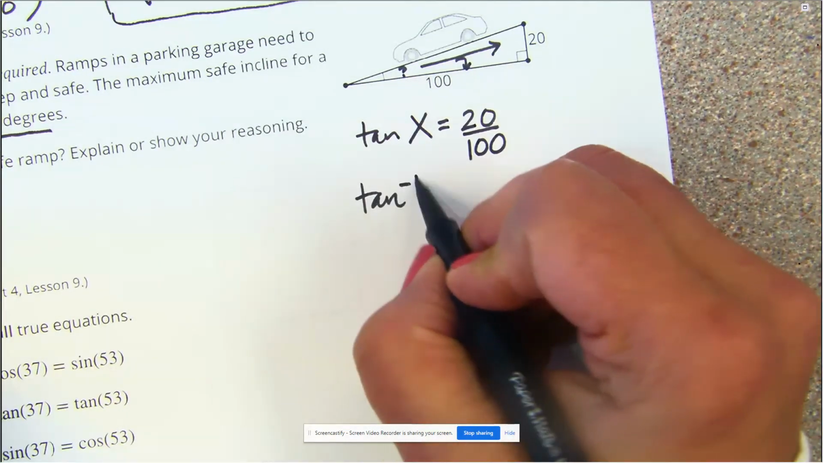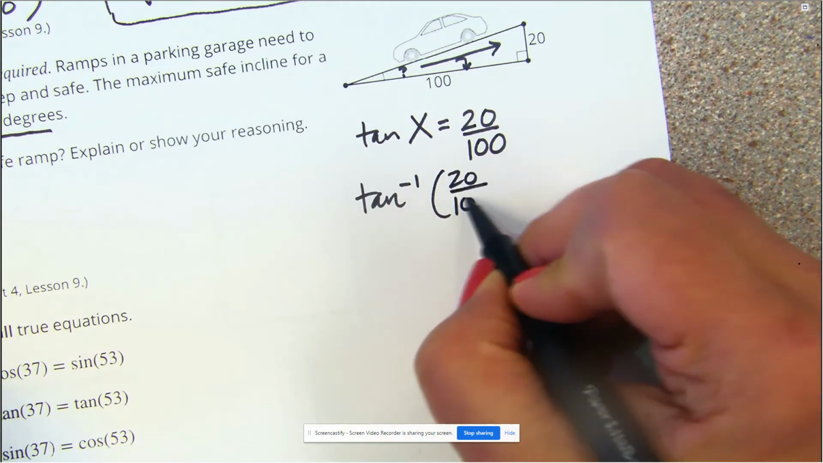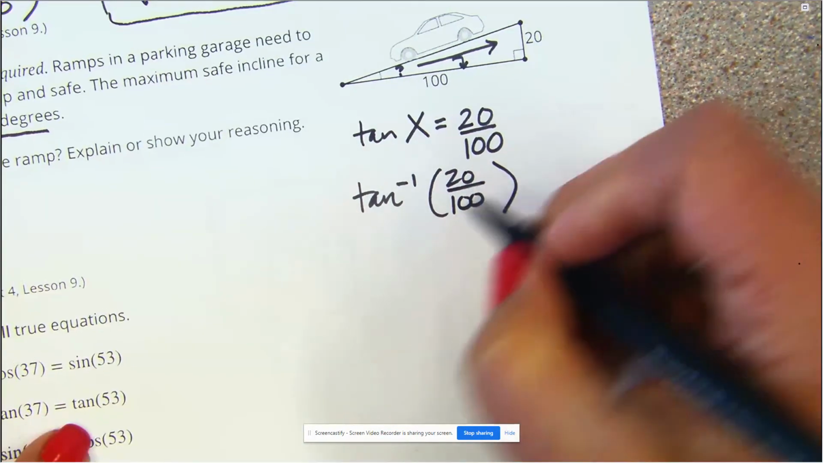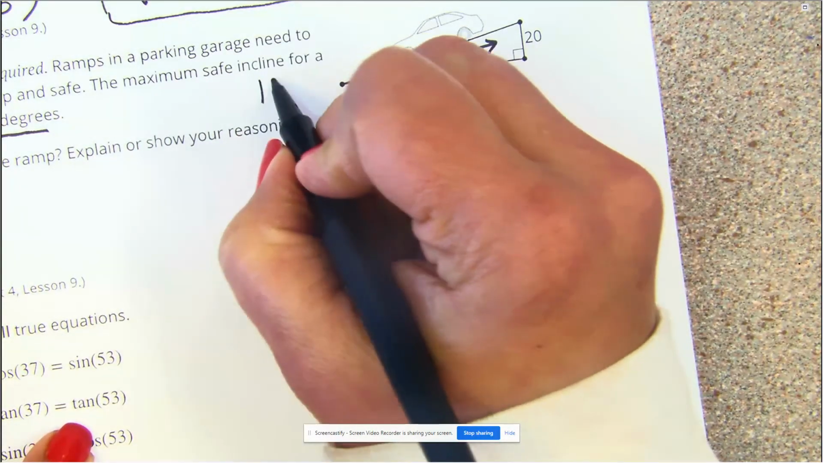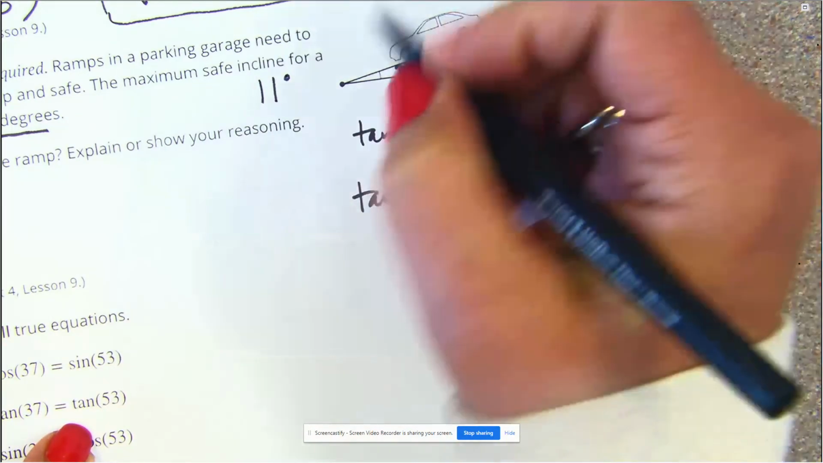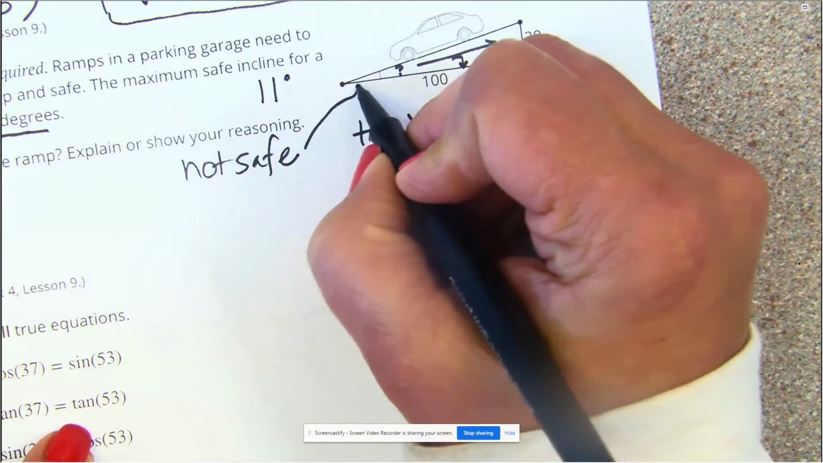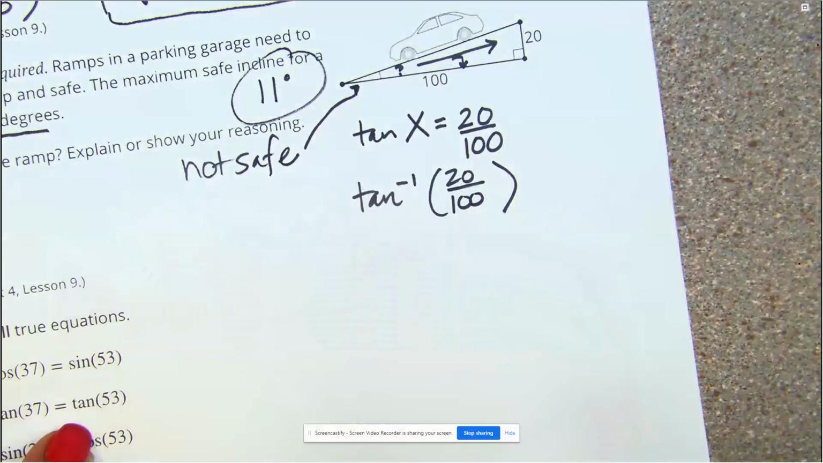I want the calculator to tell me what angle has an opposite over adjacent of 20 over 100. So I inverse, type that into your calculator. It says that angle is 11 degrees, 11.3, not safe. More than 8.5.